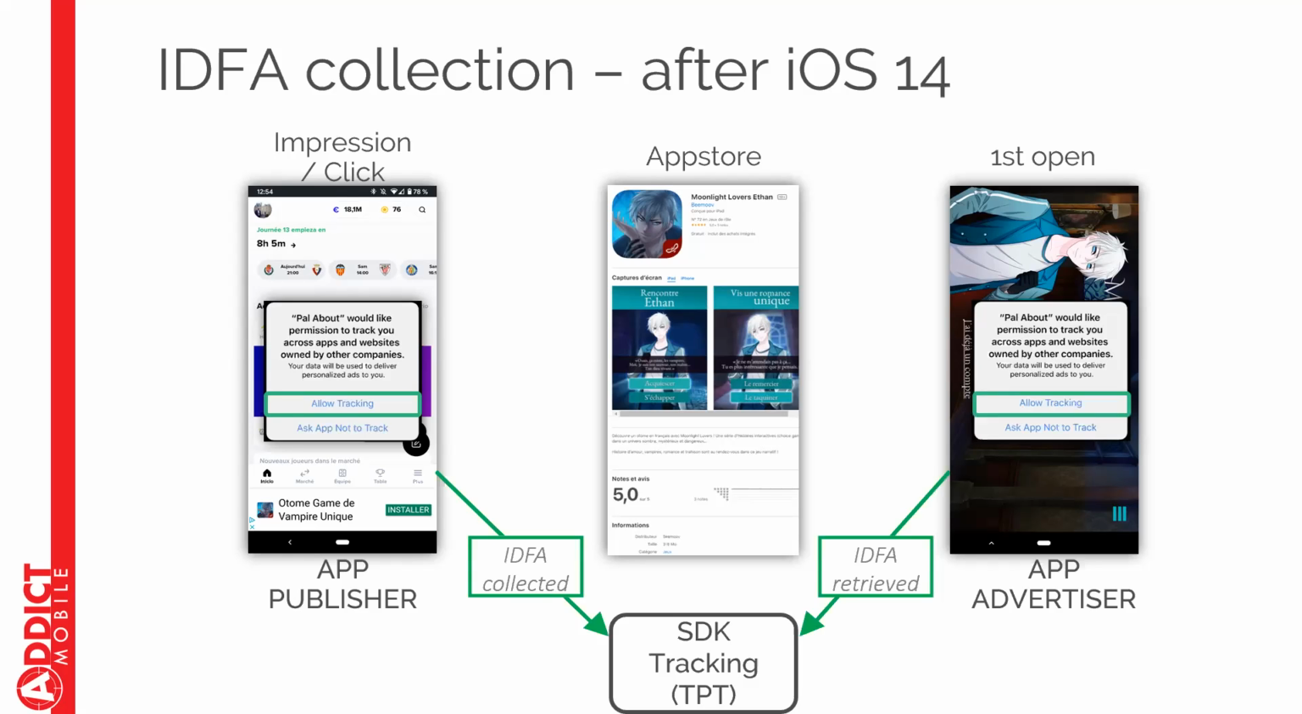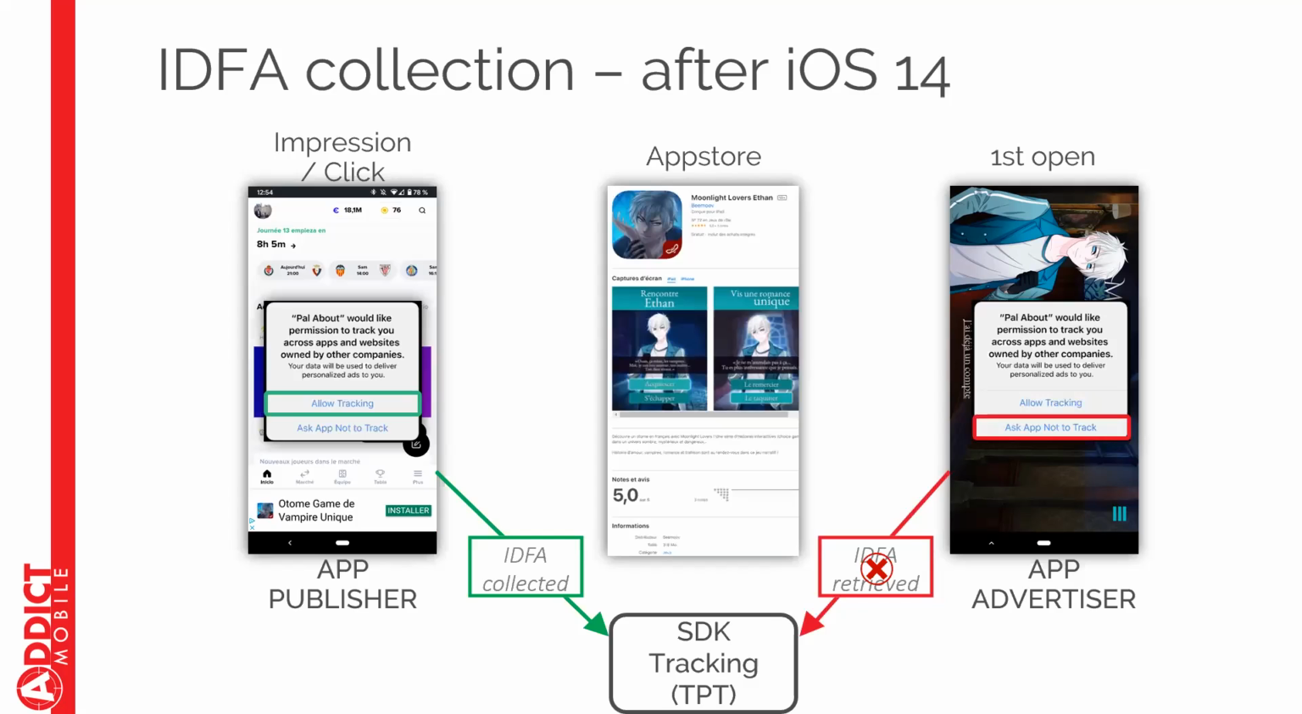So let's say the user gets this pop-up on the publisher level and accepts it, and in the same way he does on the app advertiser level. In that case, it's exactly the same attribution as we used to have. Because the IDFA is collected on both publisher and advertiser app, we can do the attribution.